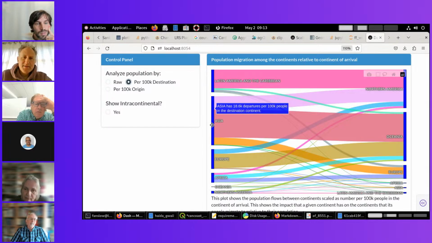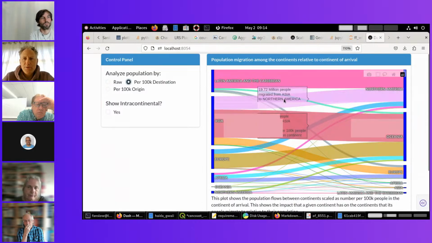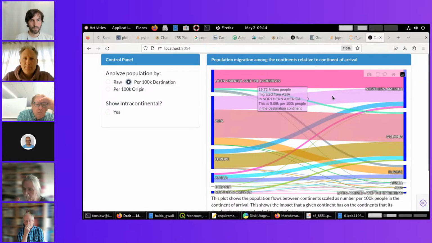I think in this viewing of the data, maybe it should just be a ranking, because if we look at an individual link, we see from Asia to North America, 19.7 million people migrated, and that's 5,000 people per 100,000, so 5%.